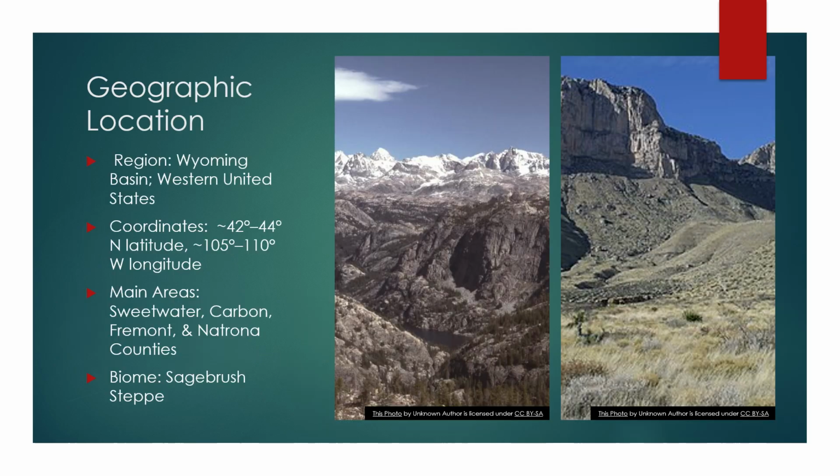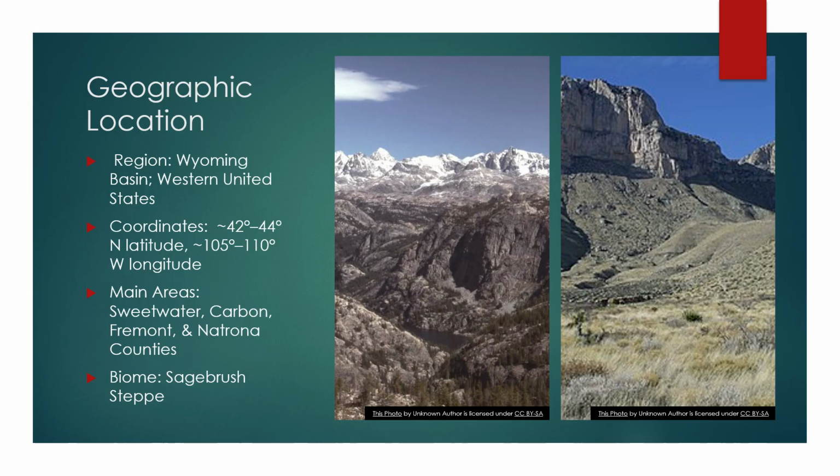Geographic location, region: Wyoming Basin, Western United States. Coordinates: approximately 42 to 44 degrees north latitude, approximately 105 to 110 degrees west longitude. Main areas: Sweetwater, Carbon, Fremont, and Natrona counties. Biome: sagebrush steppe, dominated by big sagebrush, Artemisia tridentata.